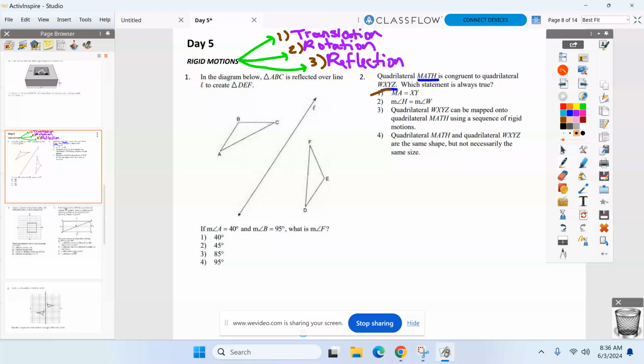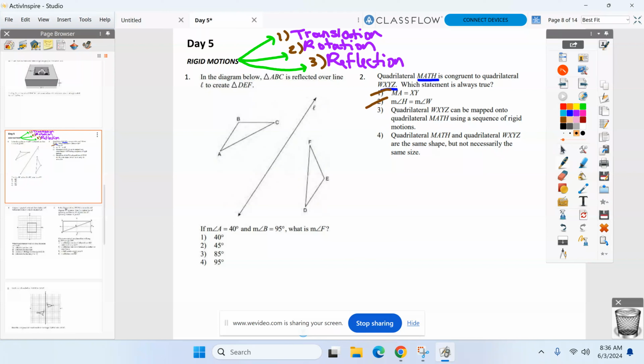Number 2. We don't need a calculator for this one. Trust me, we don't need one. So let's focus on number 2 and not number 1. H and W. Are they in the same 2 spots? No. H should be congruent to Z, and W should be congruent to M. So that's not going to cut it.